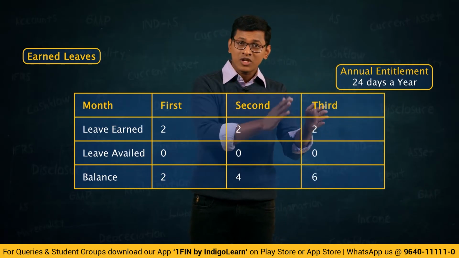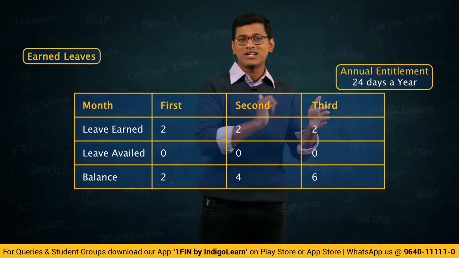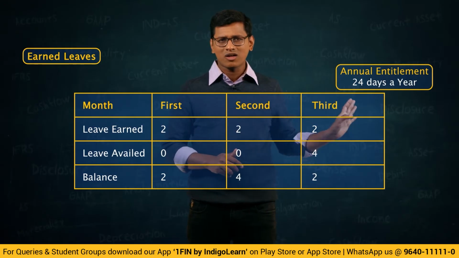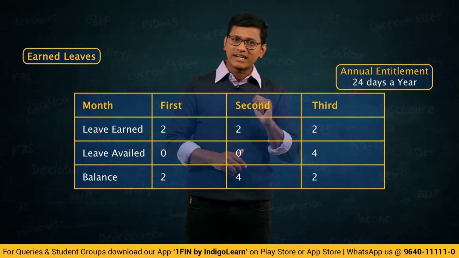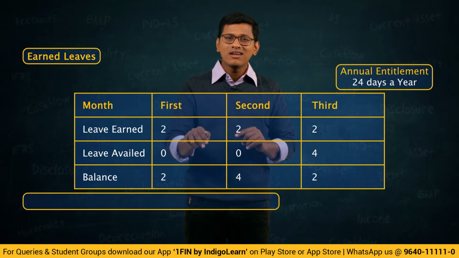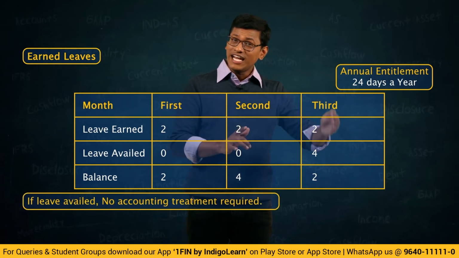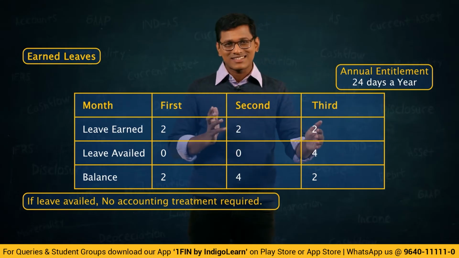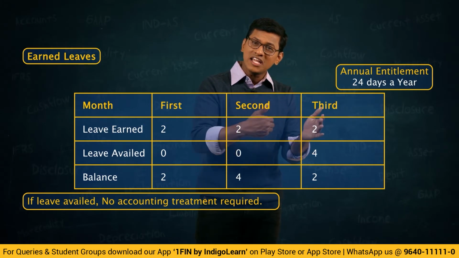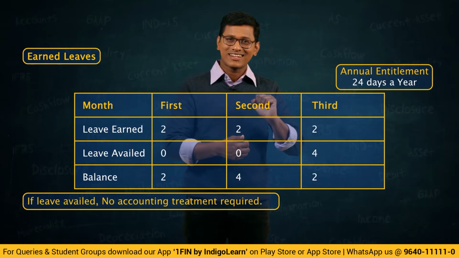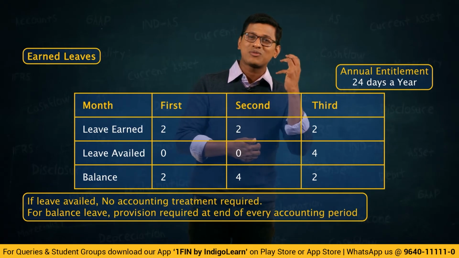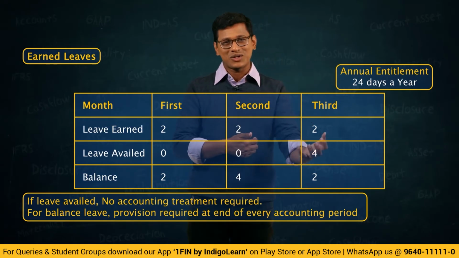Now, listen carefully. You have 6 leaves at the end of the third month. But in the third month, you took 4 days of leave. We are not talking about casual leave, we are talking about earned leave. You took 4 days of earned leave. If you utilize 4 days of earned leave, there is nothing else that needs to be done for that purpose. But say at the end of the third month, you make the financial statements. Then, what is the portion of earned leave which is not utilized? 2 days, right? For those 2 days, you need to quantify in terms of amount and make a suitable provision. So you are accruing it in this particular period.